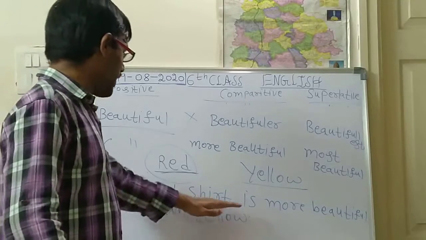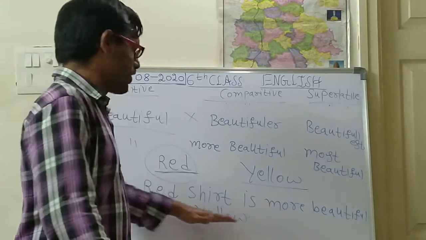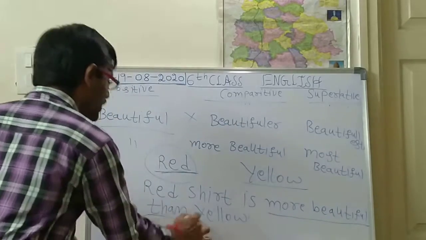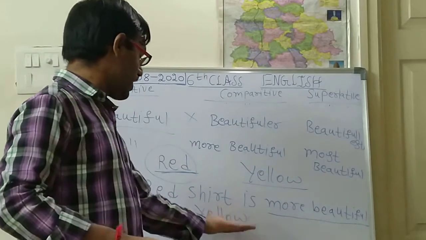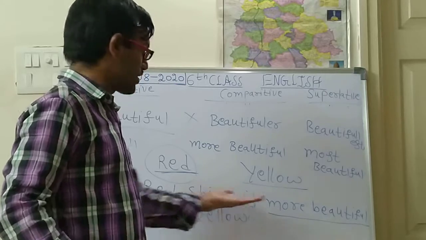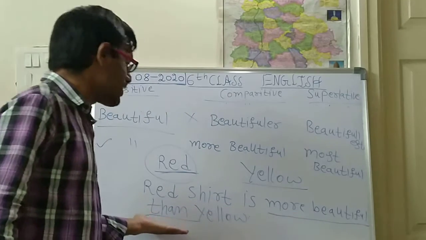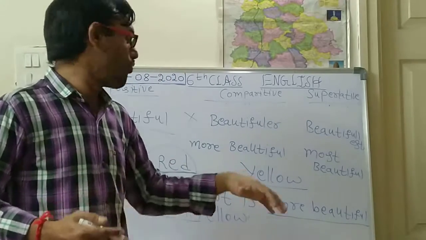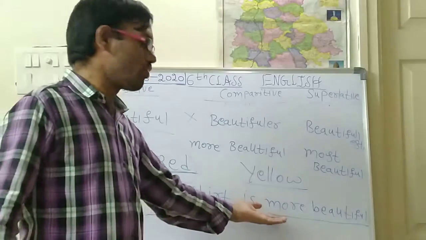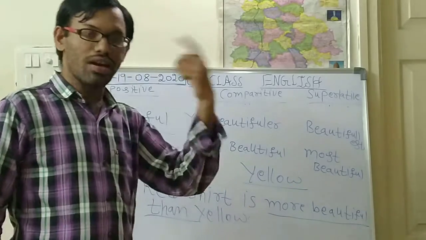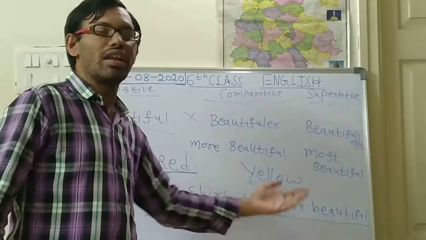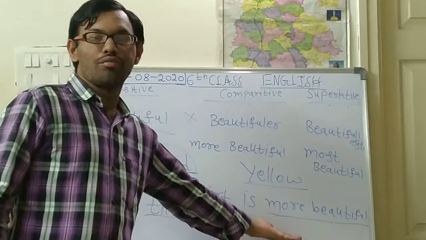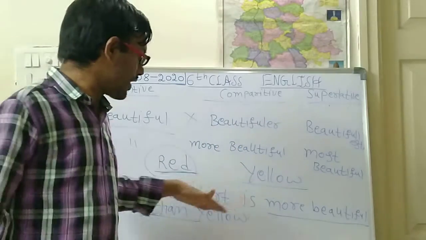Okay, so here: red shirt is more beautiful than yellow. In this sentence, what I said is "more beautiful than yellow." That means instead of the yellow shirt you are taking the red shirt. Here, "more beautiful" are very impressive and very attractive words to the listeners who are listening to you. They can easily understand what you are about to say. So that is the thing.